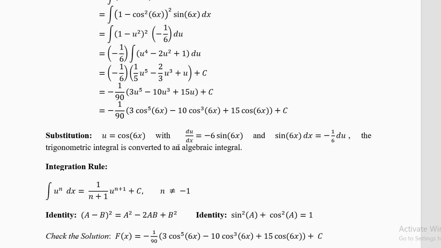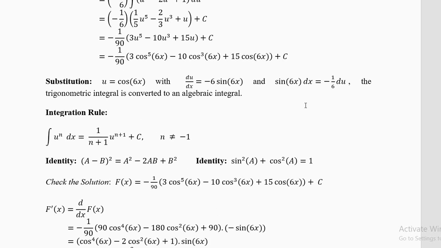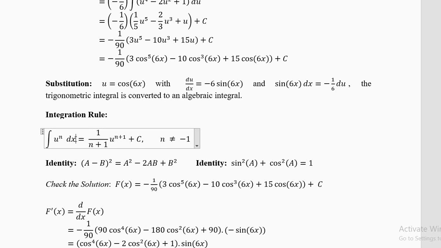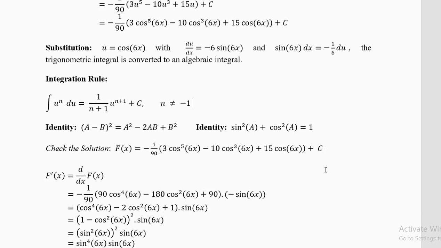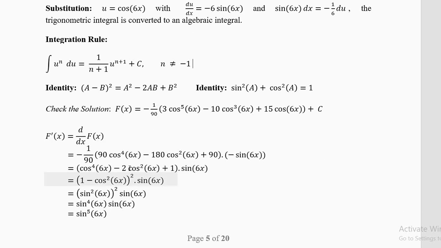Now put back the value of u equal to cosine 6x, and your answer is complete after you put back the value of the substitution which you had used. Now what are the rules we have used? We have used the rule u power n du. We have used the identity a minus b whole square, and we have used the identity sine square a plus cos square a equal to 1.